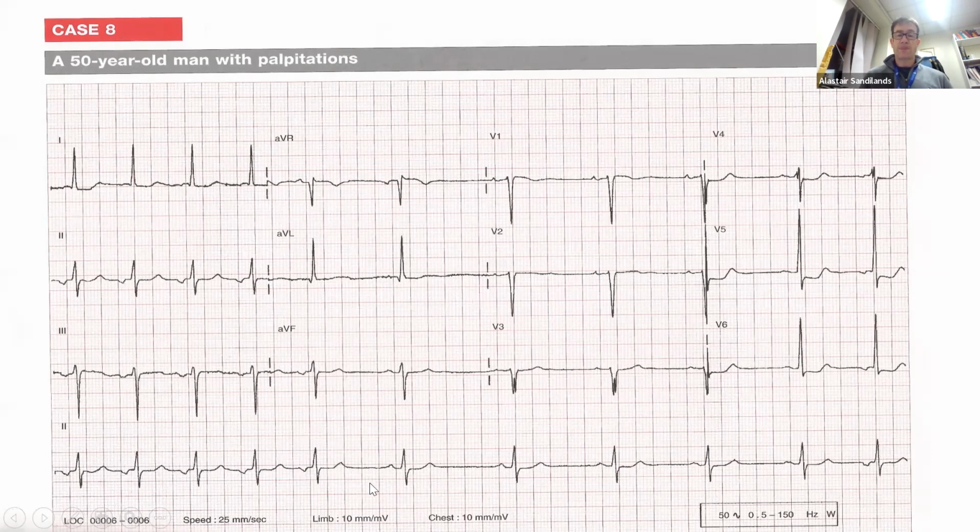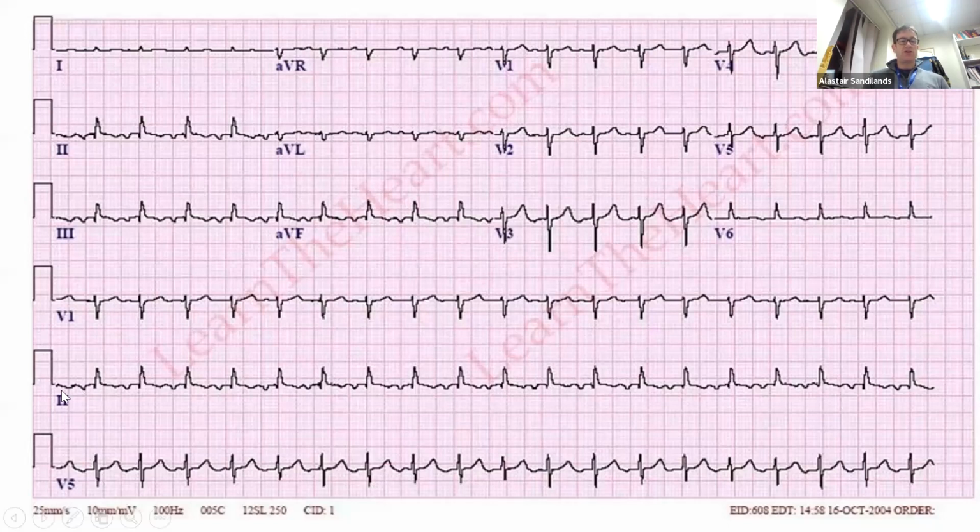So okay. Have a look at this ECG and concentrate on the rhythm strip along here.